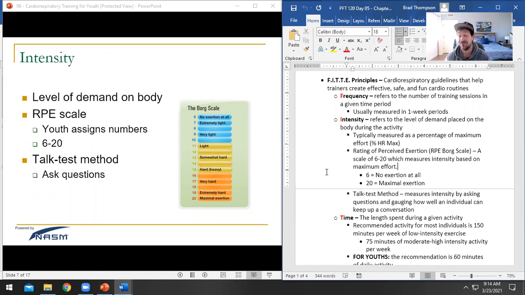And then zone 3 is like, hey, let me ask you a question. I was like, nope. You ask me a question, I vomit. You know, I'm completely out of breath. I have no ability to talk, right? And that's the talk test method. So that's another really, really popular method.